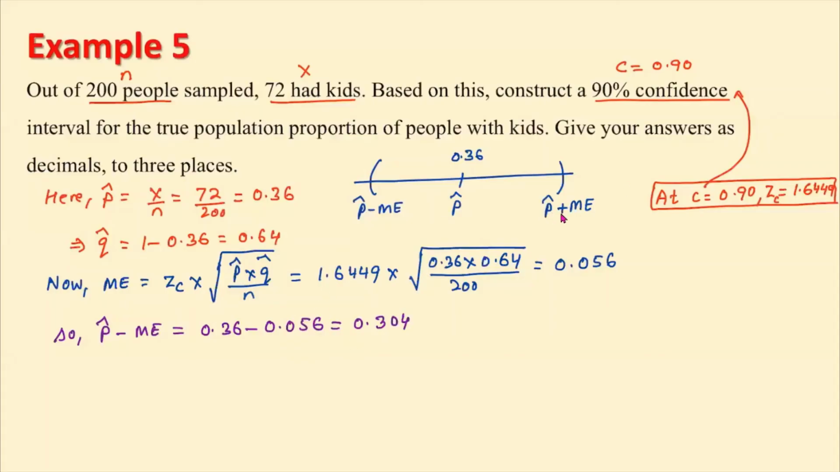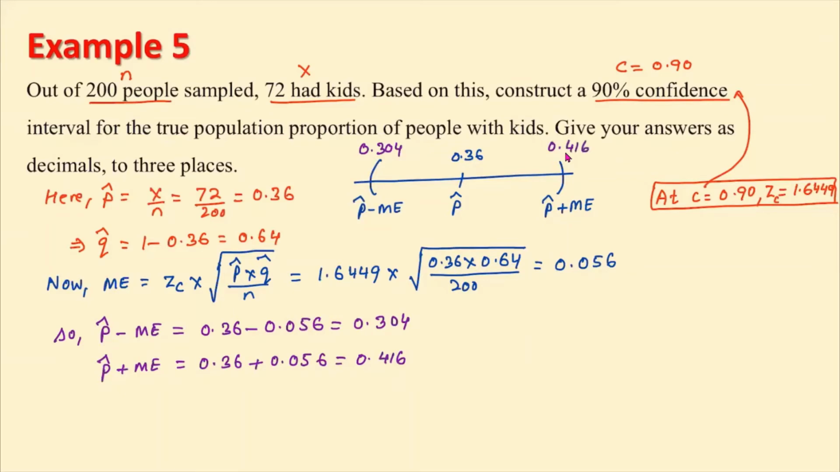Now the upper boundary, P hat plus margin of error, which is 0.36 plus 0.056, and that is equal to 0.416. So the lower boundary here is 0.304. That's what we got here, 0.304. And upper boundary is 0.416.